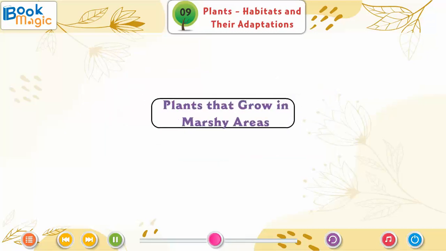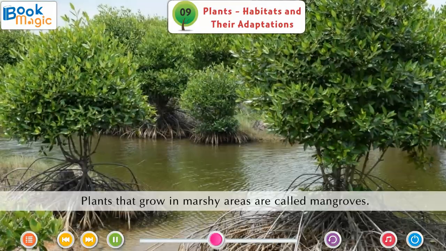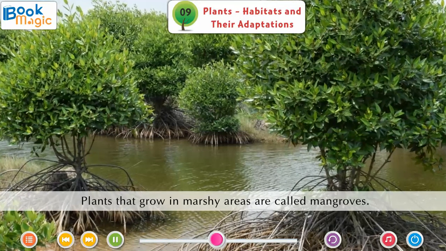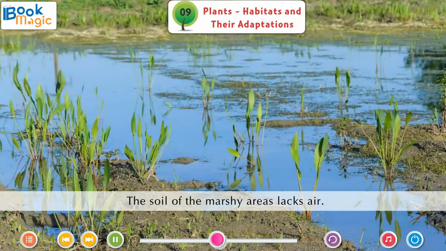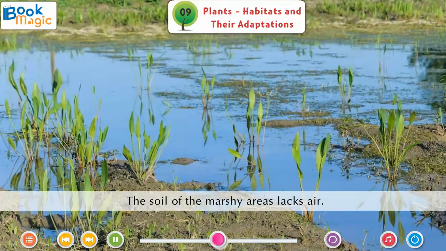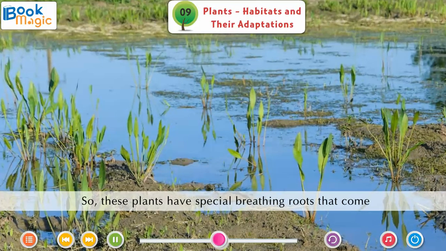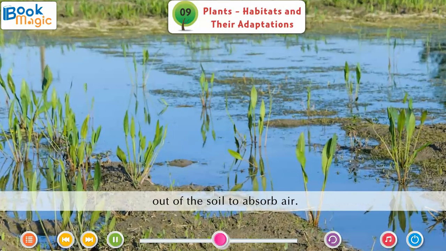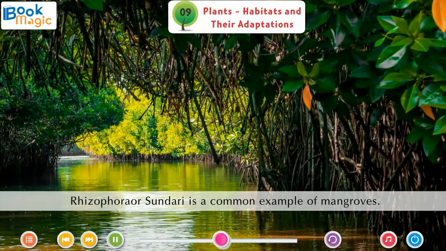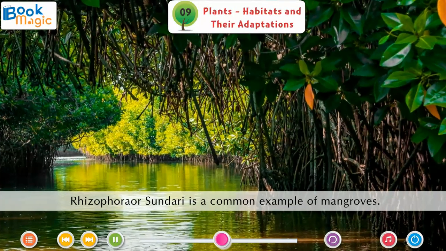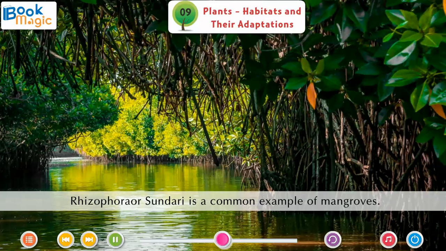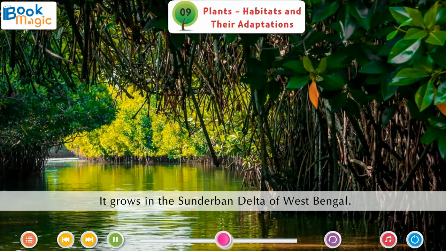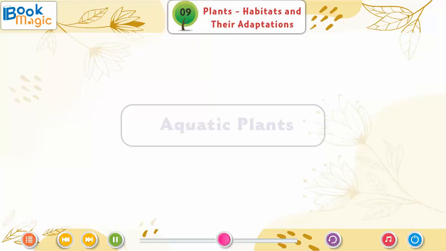Plants that grow in marshy areas. Plants that grow in marshy areas are called mangroves. The soil of the marshy areas lacks air. So, these plants have special breathing roots that come out of the soil to absorb air. Rhizophora or Sundari is a common example of mangroves. It grows in the Sundarban Delta of West Bengal.